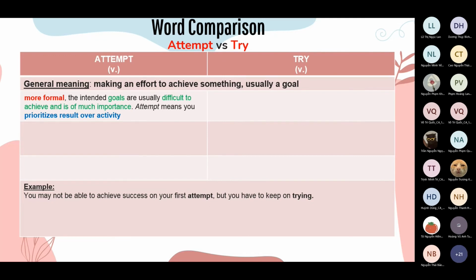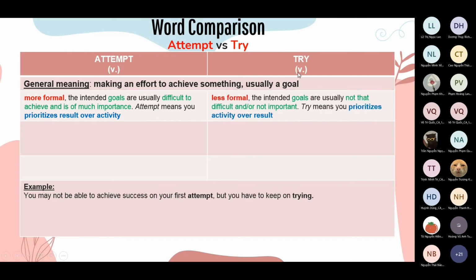Try is usually used when you prioritize the result over the activity itself, which means you don't care about what you do to achieve that result. You just care mainly about the final outcome of the activity.